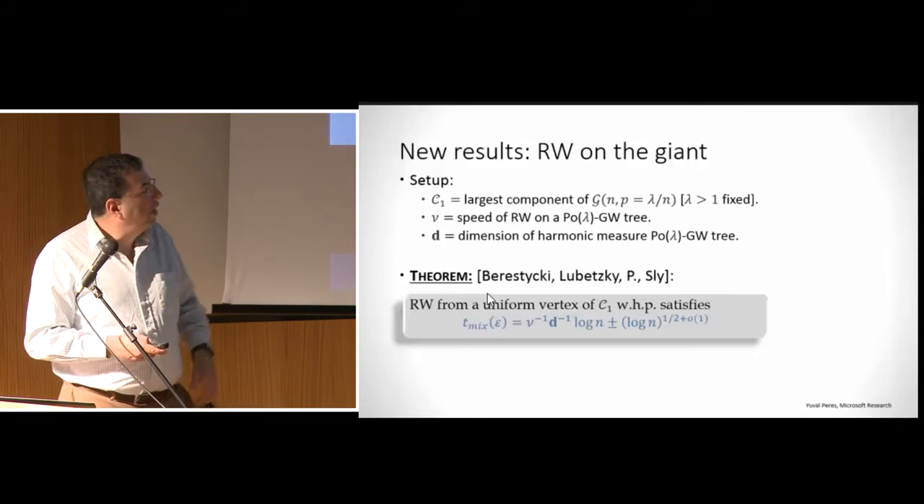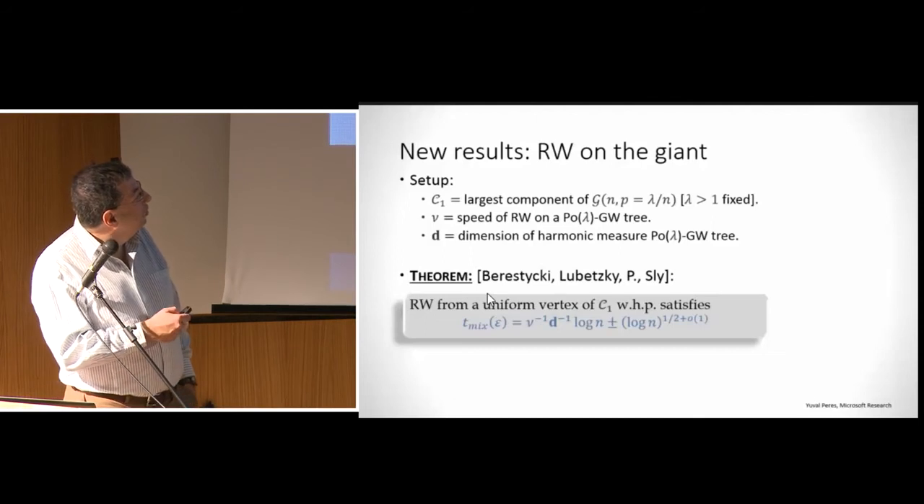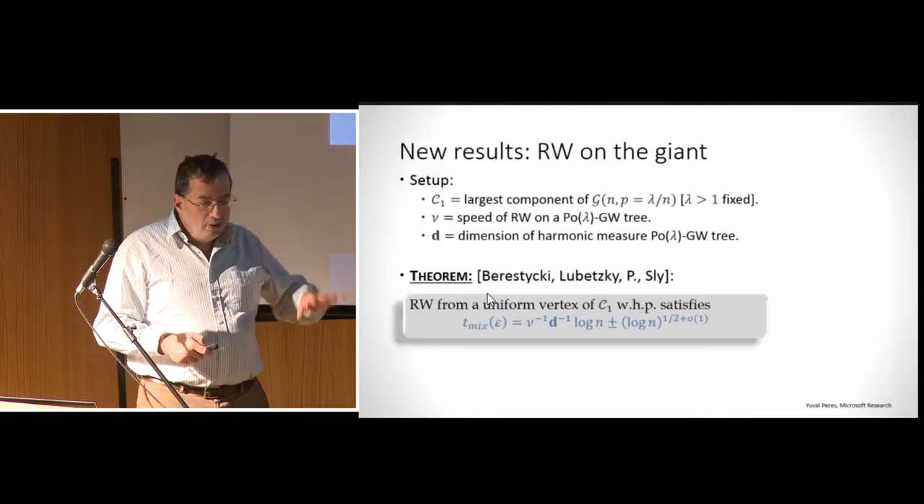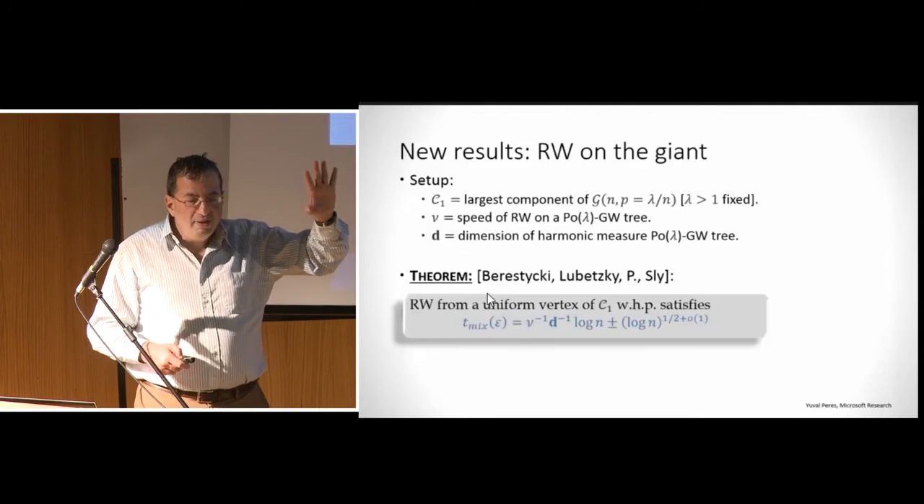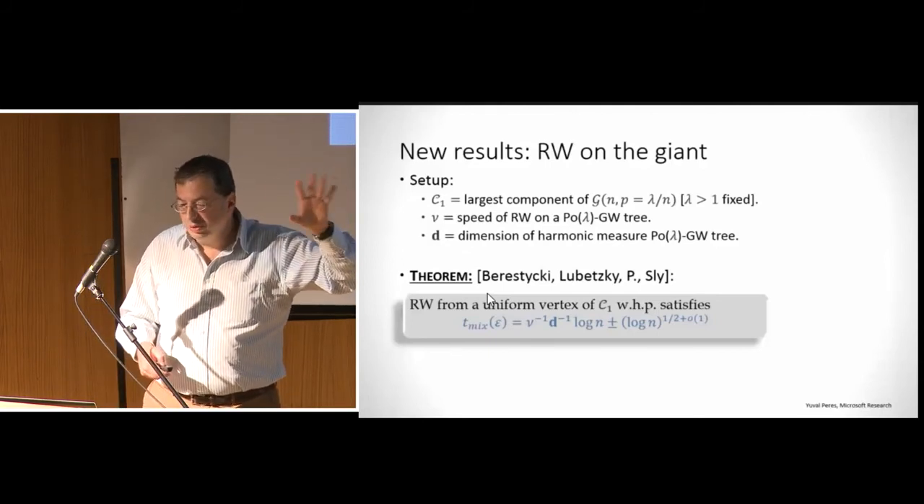Now, the way we can reach this is via a connection to Galton-Watson trees. I'll finish by just stating and explaining what the terms are in our main result, which says that there is cutoff when you start at a typical vertex. In this case, the mixing time from the worst vertex is log squared n, but there is no cutoff.